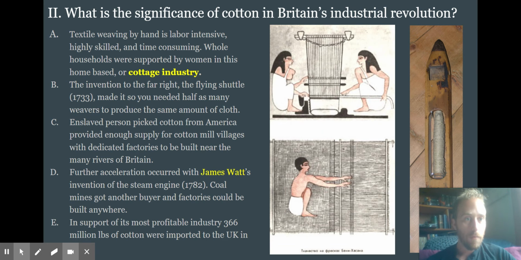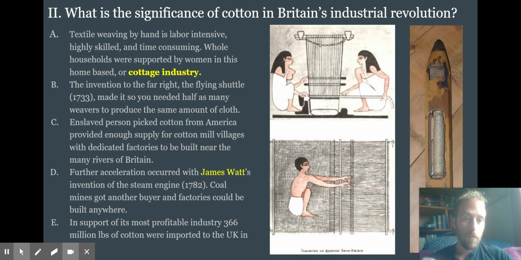The invention that's right above my head in this video that I'm doing is called the flying shuttle. And this invention makes it so you need half as many weavers to produce the same amount of cloth. It's invented in 1733, and it's the first time since basically the days of ancient Egypt that the weaving process is changed. And so if you need half as many workers to produce the same number of cloth, those workers are now unemployed and you need to find something for them to do.